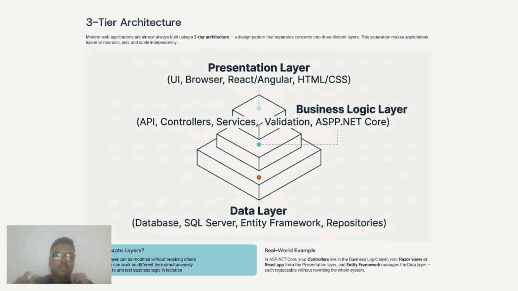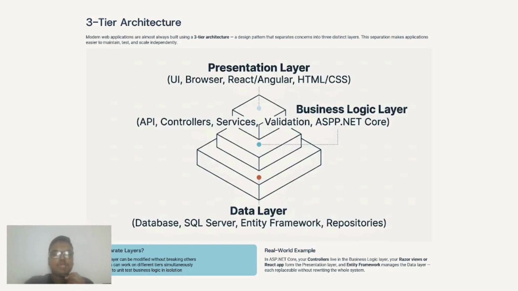The first layer is the presentation layer, which handles the user interface, all the browser, HTML, CSS. The business logic is the second layer, which processes all the rules and decisions on who gets access or not, and the data layer manages the database operations, and this is the third layer where all the database repositories are included. This separation makes the application easier to maintain, test and scale.